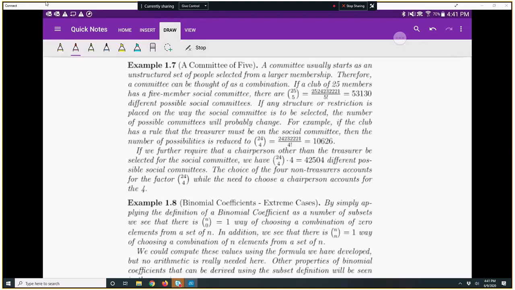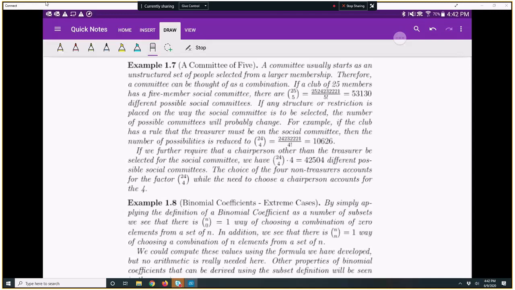committees. 25 choose 5 ends up being 25 times 24 times 23 times 22 times 21 divided by 5 factorial. So that ends up being 53,130 different ways that we could form the social committee by just randomly selecting 5 members of our 25-person group. If any structure or restriction is placed on the way that the committee can be formed, then the number of possible committees will probably change.